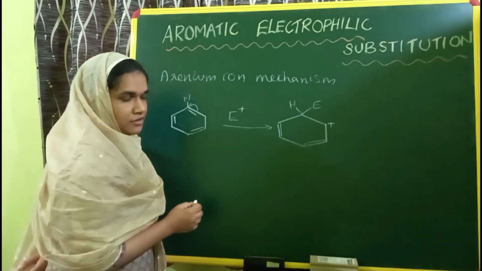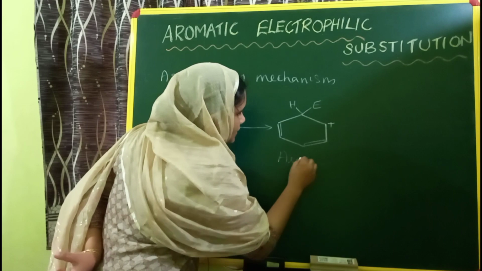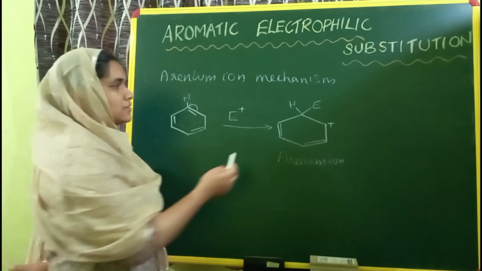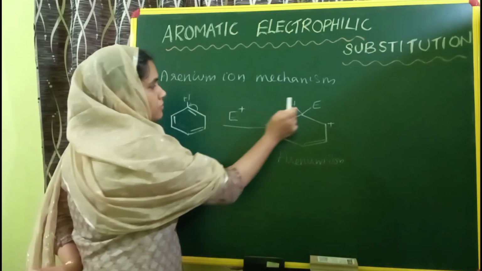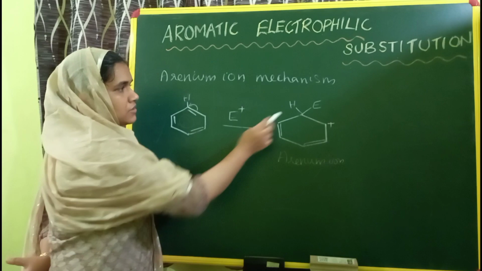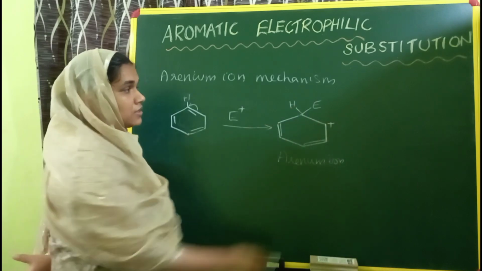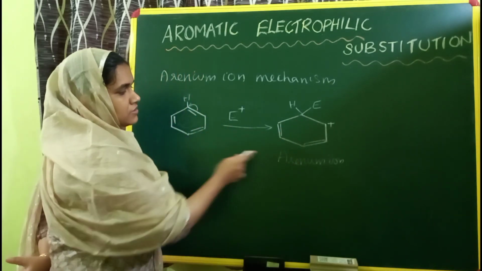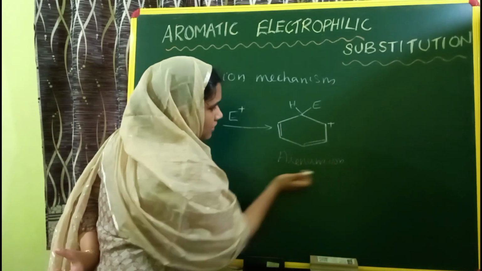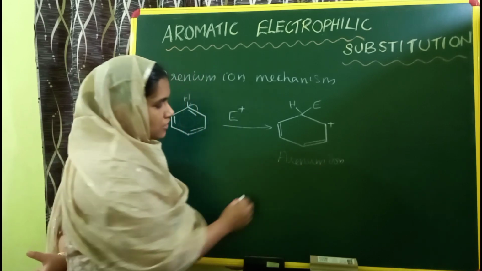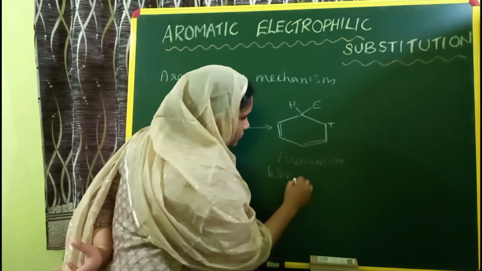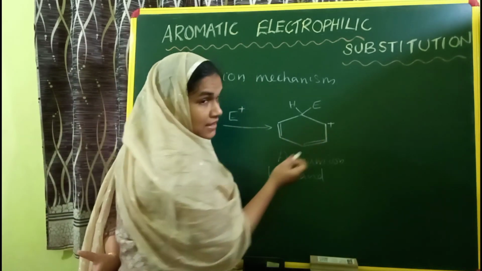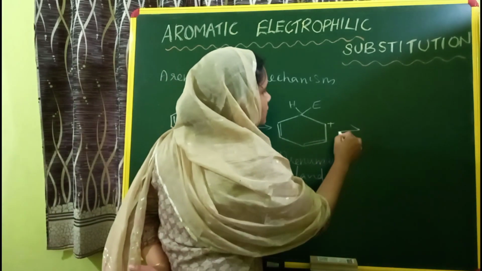This is the arenium ion. Arenium ion, it is a sigma complex. That is, a sigma bond is formed between this carbon and this electrophile. So its name is arenium ion, or arenium ion intermediate, or another name is Wheland intermediate. Okay, this is a resonance stabilized carbocation.